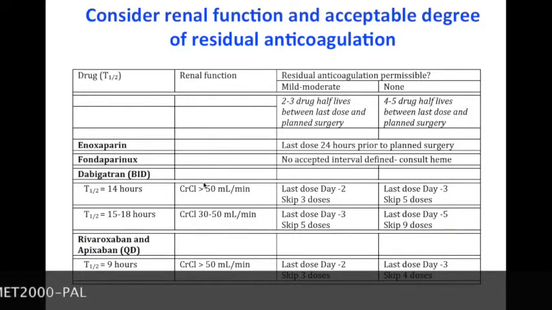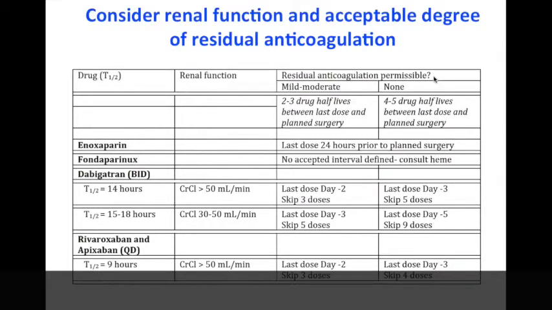So if we look at how we recommend patients discontinue the drug prior to surgery, one thing we have to consider is the patient's renal function, as we mentioned, but also what procedure the patient's going to get and how much residual anticoagulation would be clinically acceptable. This table shows you two scenarios, one where mild to moderate residual anticoagulation would be acceptable, and the other column here is where residual anticoagulation would not be permissible.